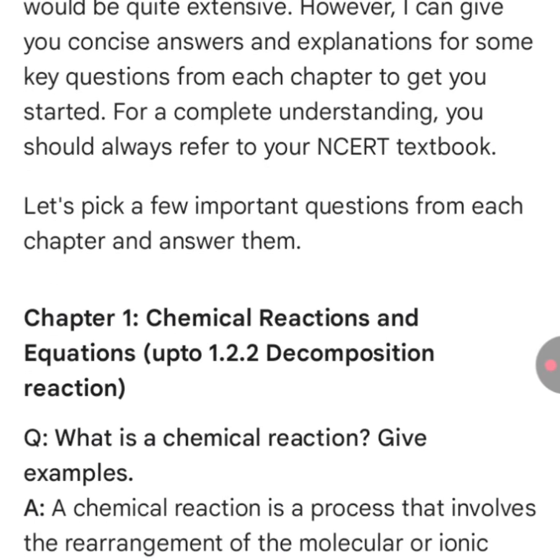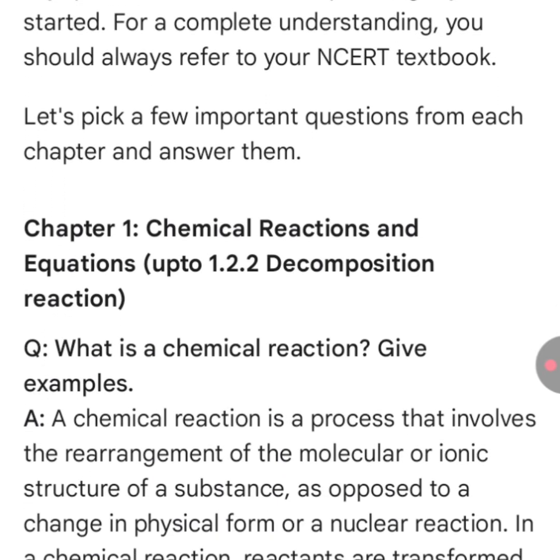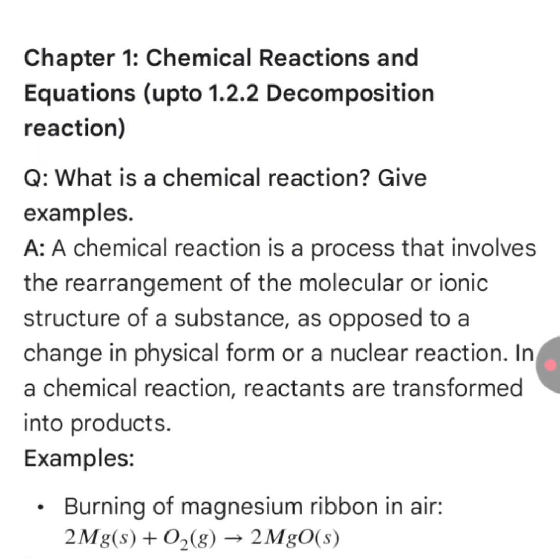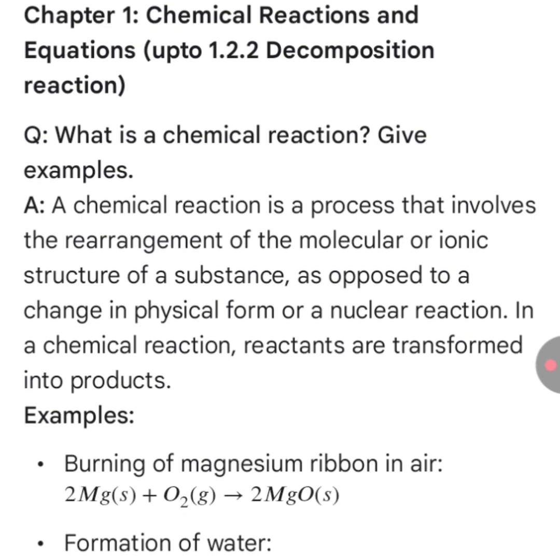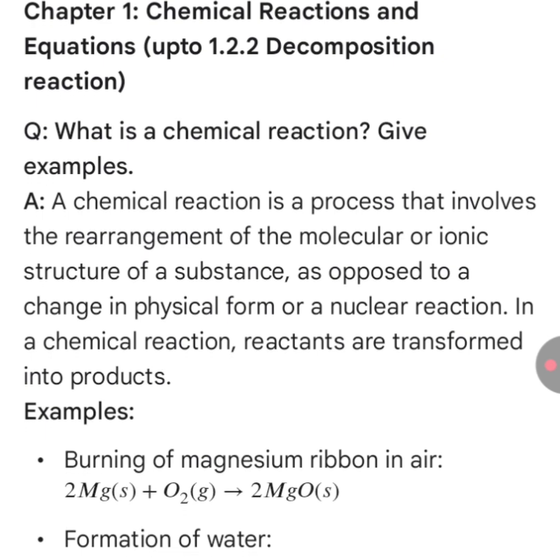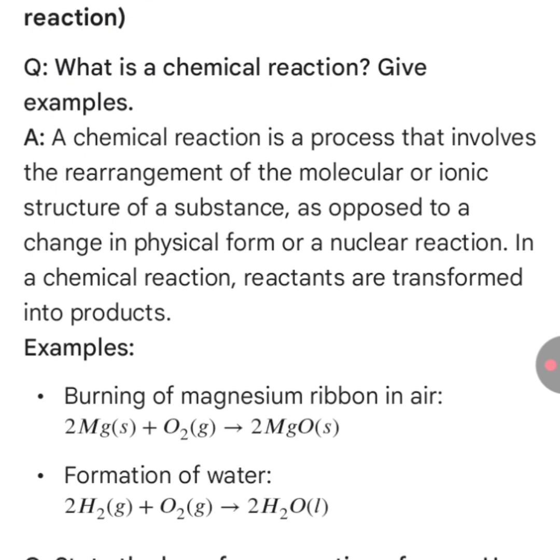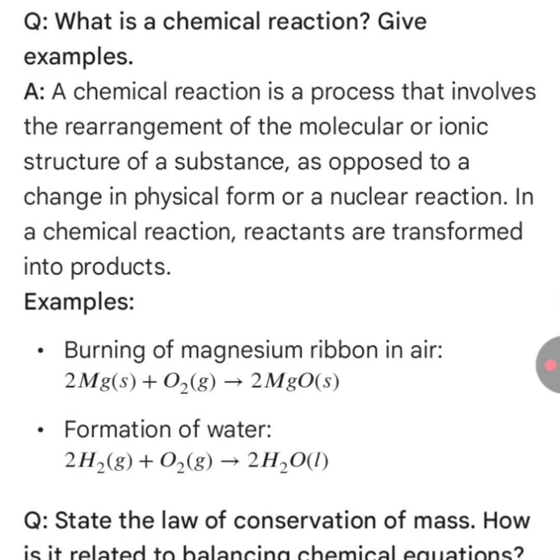Chapter 1. Chemical Reactions and Equations, up to 1.2.2. Decomposition Reaction. Q. What is a chemical reaction? Give examples. A chemical reaction is a process that involves the rearrangement of the molecular or ionic structure of a substance, as opposed to a change in physical form or a nuclear reaction. In a chemical reaction, reactants are transformed into products.